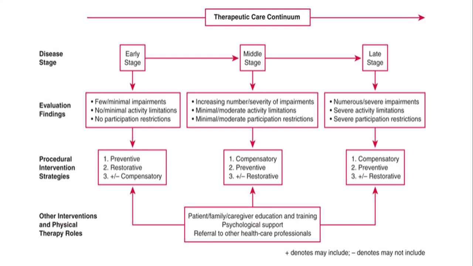So if you're in the middle stage, that person's going to progress, and typically there's a fairly rapid progression. Here you're going to switch with using compensatory interventions, followed by preventative, and if possible, if needed, restorative. And then in the late stage, you're going to notice severe limitations and impairments. In the late stage, you're going to choose compensatory interventions, followed by preventative, and if possible, anything restorative.